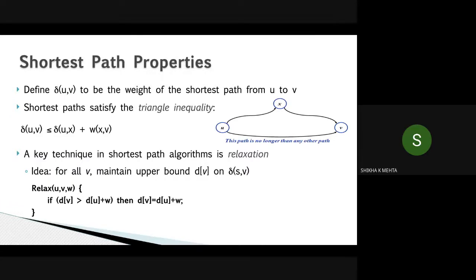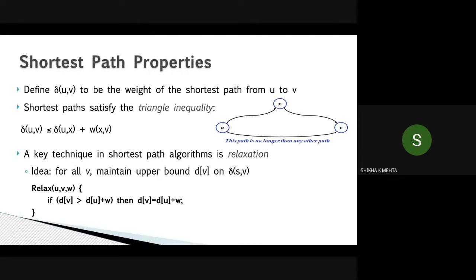So here you can say this is the relax operation, and the idea is for all v maintain an upper bound dv on delta sv. So in the beginning we always give the upper value and then we will keep on reducing that particular value. In the process we are trying to reduce the values of any vertex v, right? That is called relaxation in shortest path algorithms. So what do we do in the relaxation? We check if dv, that is the distance of v, is greater than the distance of u plus w, then update the value of dv, that is dv is equal to du plus w.